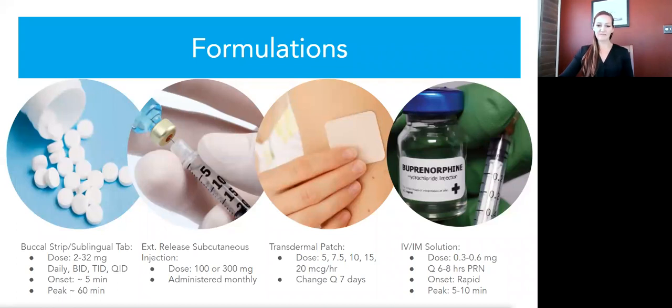And lastly, we have our IV and IM solution. This is very helpful in cases of severe emesis. If the patient just cannot tolerate the tablet or the strips, this could be utilized. It's also really helpful in the perioperative care environment. It comes in 0.3 to 0.6 milligram doses and is often given every 6 to 8 hours as needed. It has a very rapid onset and peaks at about 5 to 10 minutes.